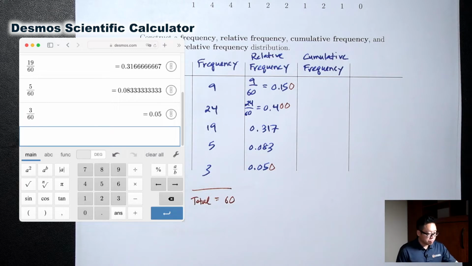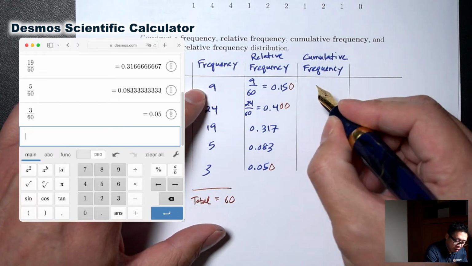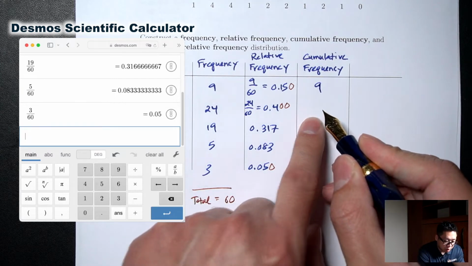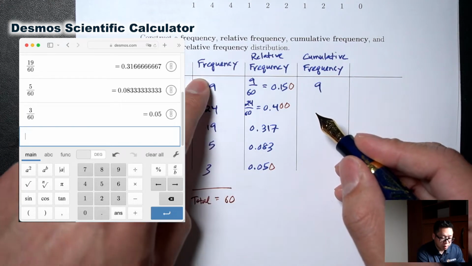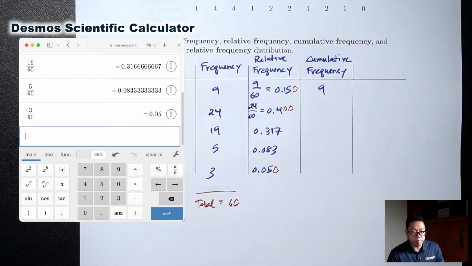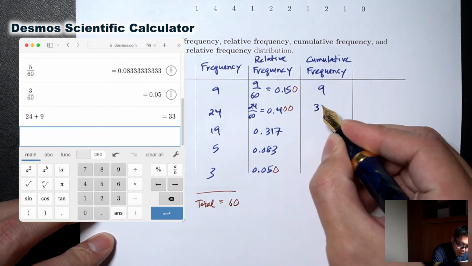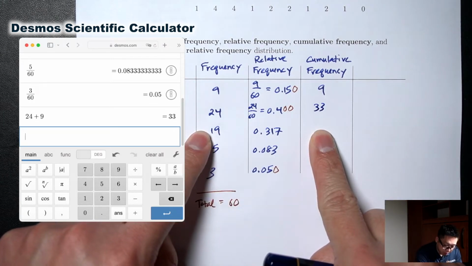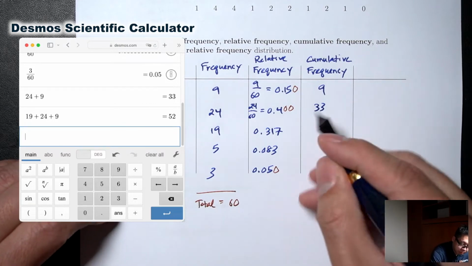So cumulative frequency, the first cumulative frequency is going to be the same as the regular frequency. Now, for the next cumulative frequency, we're going to take the 24, but also include everything before it. So I'm going to do 24 plus 9, which is 33. The next cumulative frequency, 19 plus everything before it, so 19 plus 24 plus 9, 52.